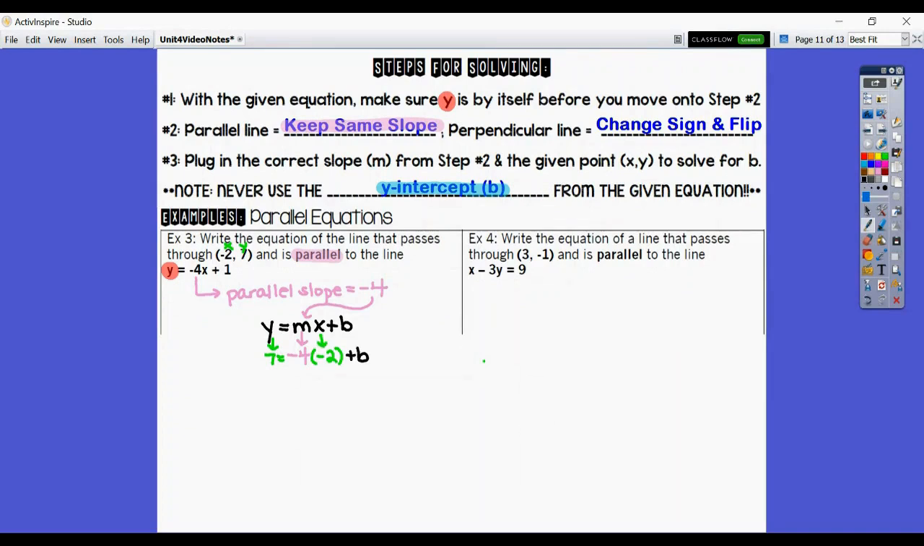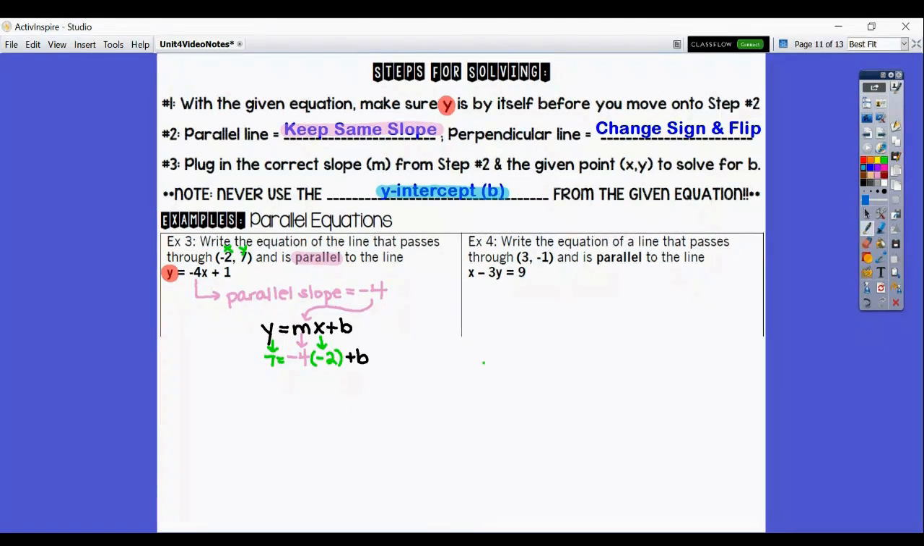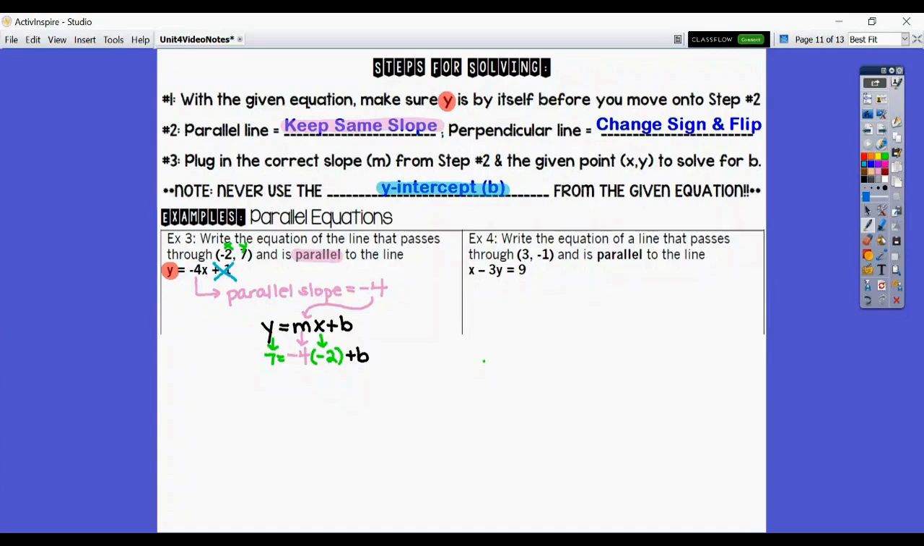Guess what? I cannot use the b on the first equation given. I can only pull the slope from that one. From here, all we got to do is solve for our b. Well, multiplication comes first. You got to combine those two numbers on the right side. -4 times -2 is 8. Then to move the 8 over to the other side, it's a +8, so we subtract 8. 7 minus 8 is -1, and that will be equal to our b.